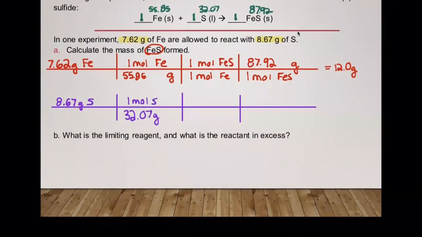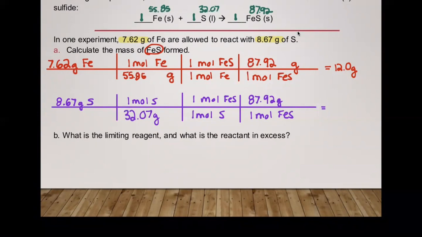And then we'll go mole to mole again. Still going to be 1-to-1 based on this reaction. And we'll notice that the last few steps are the same since we're going to the same product. So our final number at the top here is identical. The beginning part is what is changing, right? The fact that we're having the 8.67 divided by 32 instead of 7.62 divided by 55.